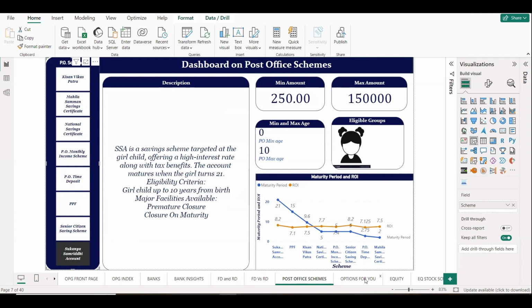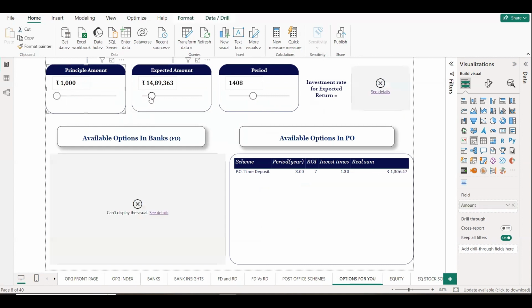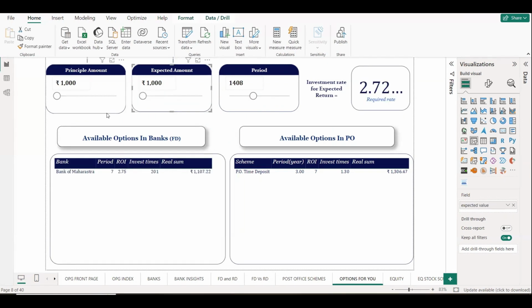So let's move on to the next final page of the bank section. This is a very important page. As an individual investor, I would prefer to see this analysis. So I need to select the principal amount, that is the amount that I have.